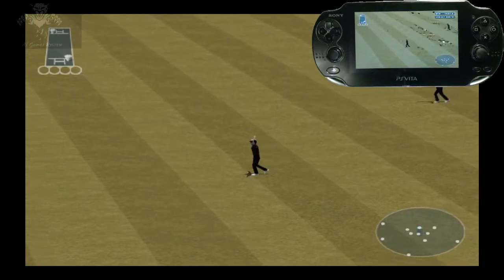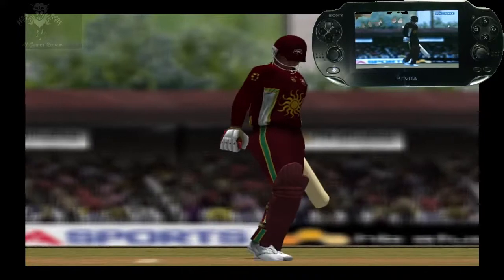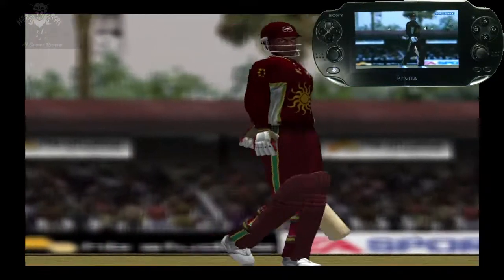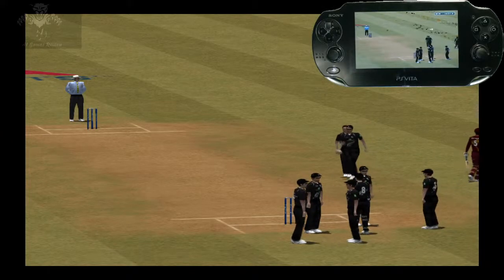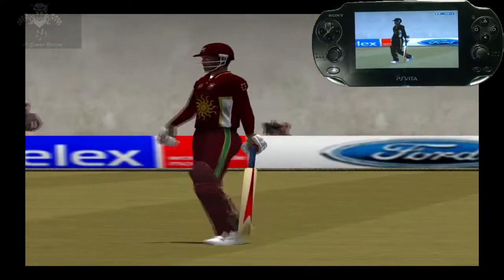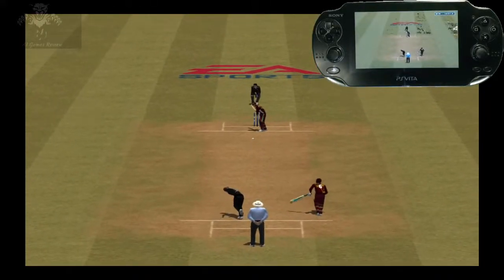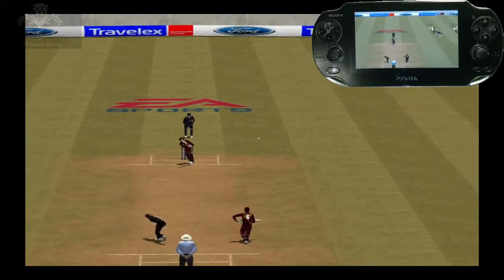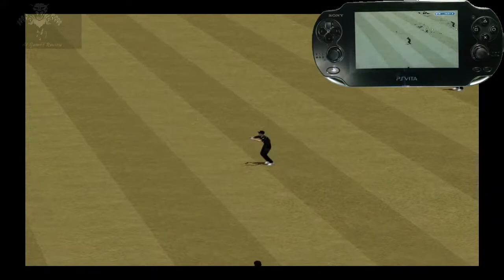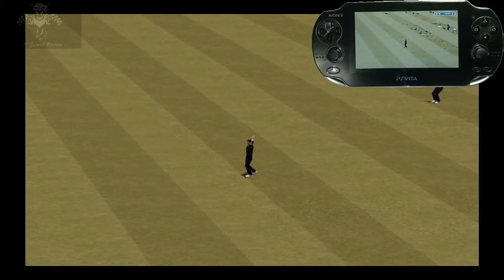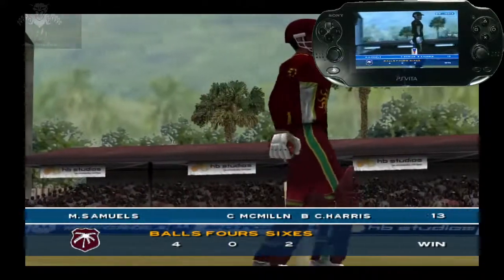And that's out. Caught by McMillan. That was a bad shot. He really seemed to lose concentration. Harris gets his first wicket. This was how the innings ended for Samuels. Samuels goes for only 13.